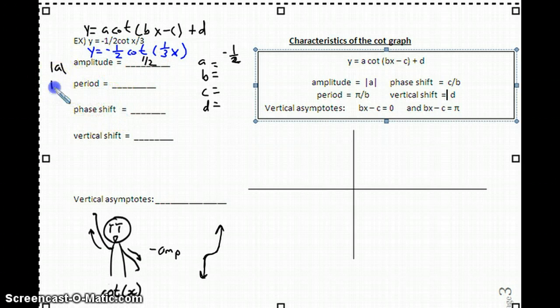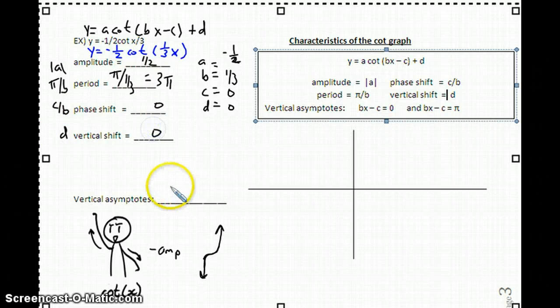My period, pi over b, would be, my b value is 1/3. By writing it like this, I think it's a lot easier to see the b versus x divided by 3. So this would be pi divided by 1/3. Well, pi divided by 1/3 is 3 pi. Phase shift: since my c value is 0 and my d value is 0, my phase shift, which is c over b, would be none, and my vertical shift, which is d, would be none also.